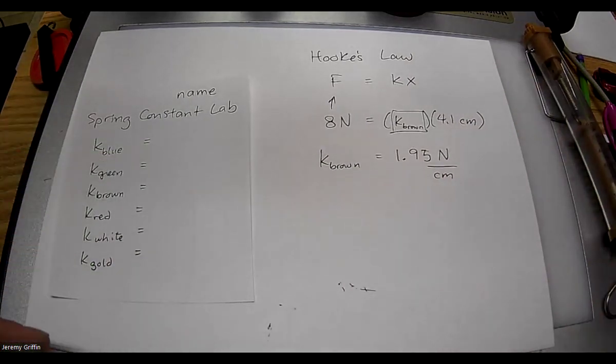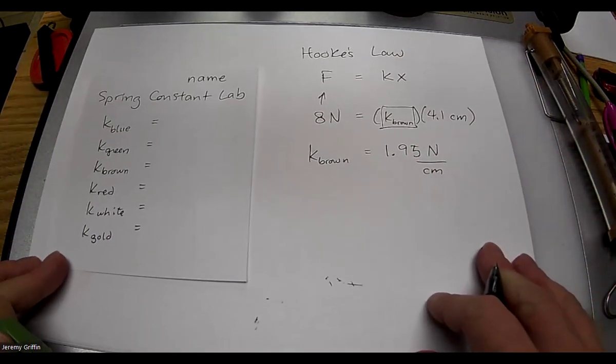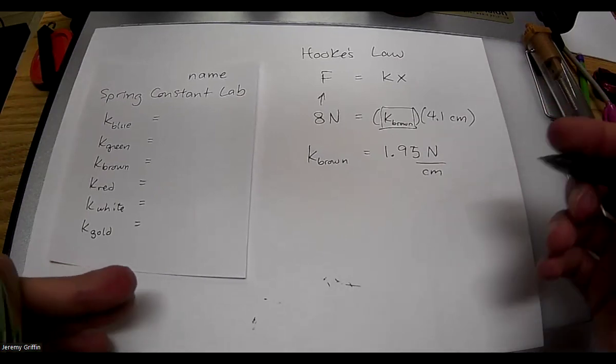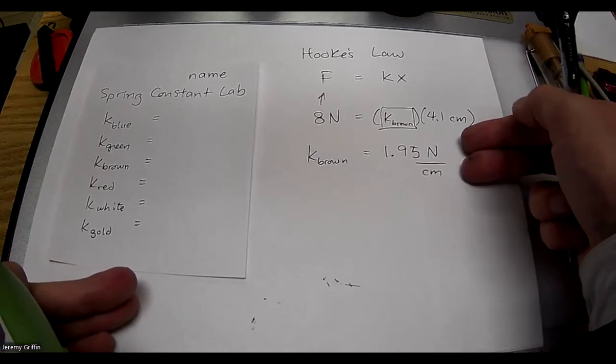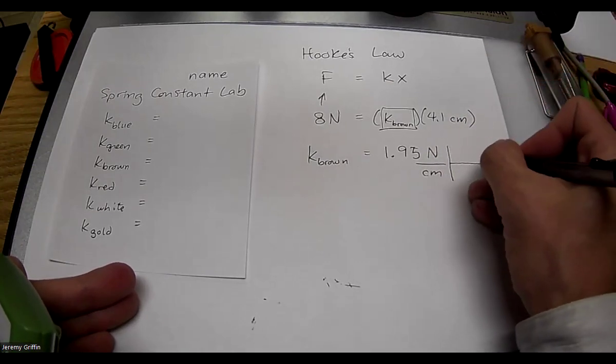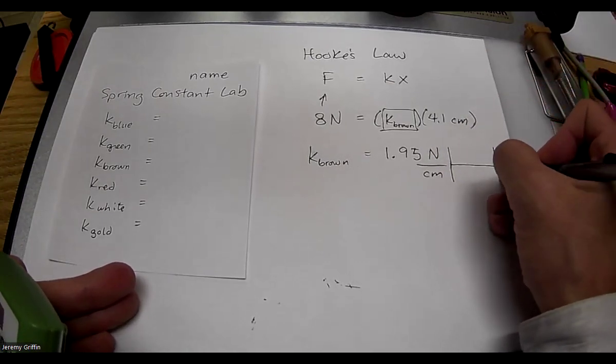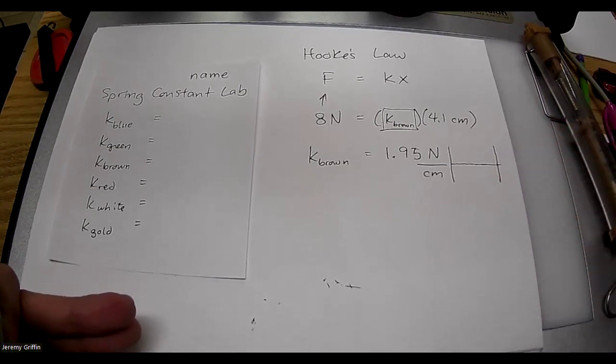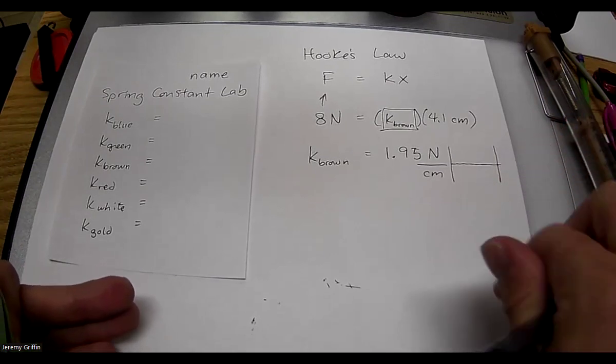Now, usually though, if you're trying to compare a bunch of different spring scales, or you open up a physics textbook, the unit tends to be in newtons per meter. So let's go one more step. I'm going to throw in some railroad tracks here. We're going to do a unit conversion. I don't want newtons per centimeter. I want newtons per meter. Is that okay? Newtons per meter, right?